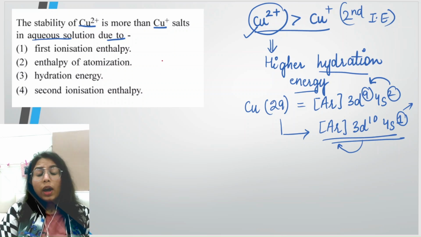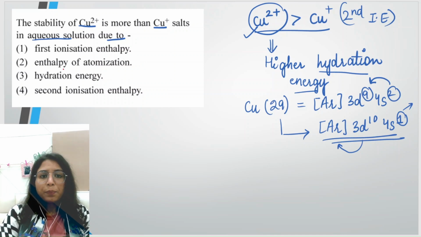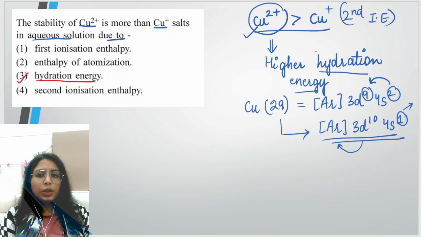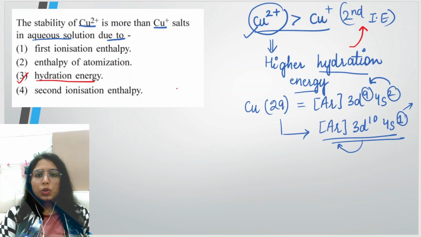So you need to understand each and every line of NCERT very carefully. You can see how directly the question has been asked from the concept itself. The correct option would be hydration energy, that is my third option. First ionization enthalpy, enthalpy of atomization, and second ionization enthalpy are incorrect because they do not hold any relevance here. The only thing you need to know is that hydration energy compensates for the second ionization energy, which is why copper 2 plus is more stable. So the correct choice would be my third one. I hope you understood this question well.